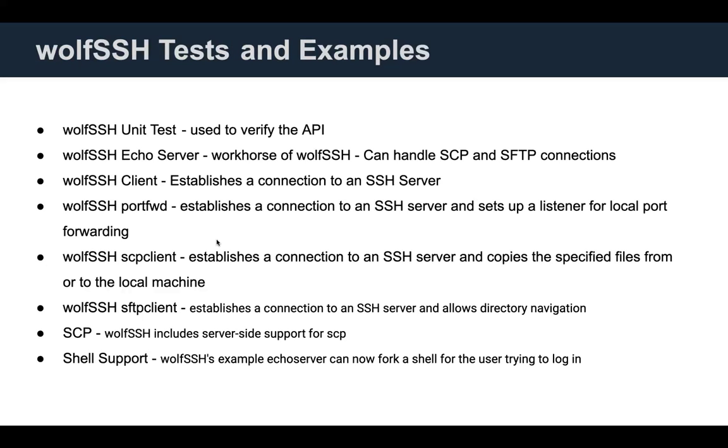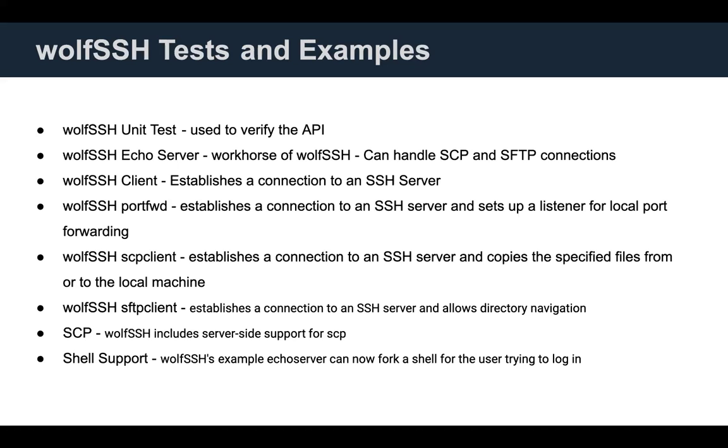Some of the tests and examples we have: there's a unit test that can be run with make check. It's used to verify the API and some of the basic functionality. We also have an example echo server. A lot of support was thrown into that, like the SCP and SFTP support. It also has some of the basic shell support. And then we have our wolfSSH client example that establishes a basic connection to an SSH server.